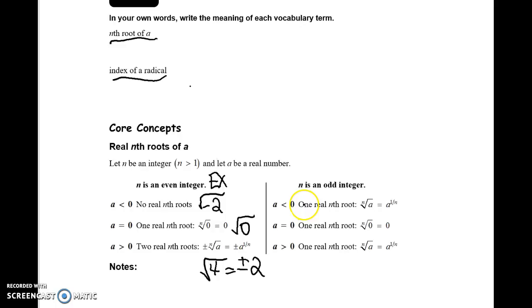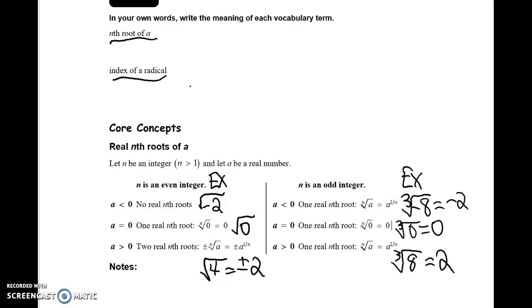Then looking at when n is an odd integer, we'll just take the cube root for an example. The cube root of -8 is -2. The cube root of 0 is 0. And the cube root of +8 is just 2. So no matter what, if you have an odd integer for the nth root, you only have one solution.